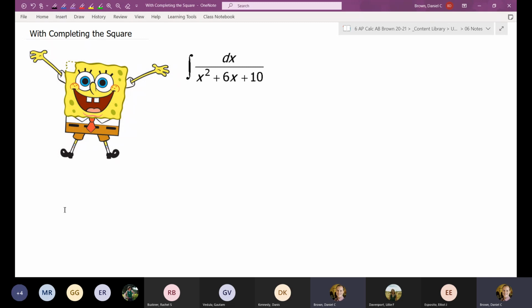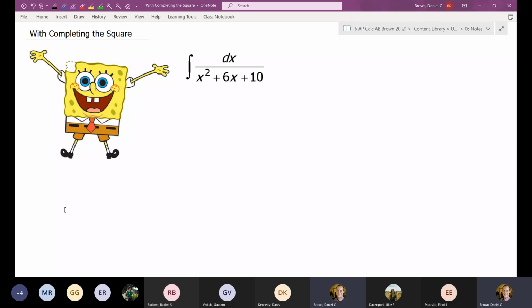And so this is the one I want to look at. We have the integral of dx over x squared plus 6x plus 10. Before we even start this problem, let's just get it out of the way. How do I know that this is even inverse trig? There's no point in completing the square unless it is inverse trig.